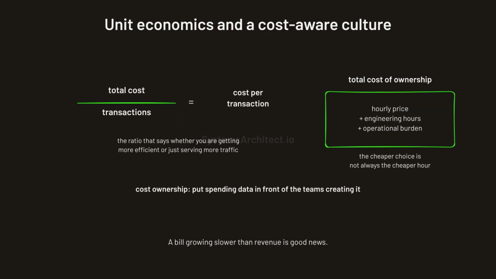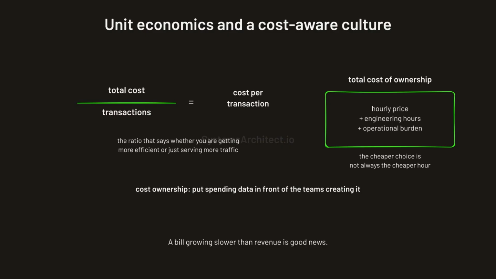Total spending is a weak signal because a bill growing slower than revenue is good news. Unit economics divides cost by a business quantity instead. That gives you cost per transaction, per customer, or per 1,000 requests. The ratio tells you whether an architecture is getting more efficient or whether it is just serving more traffic. It also aligns spending with business value. You can show cost per order fell 40% while total spending rose.